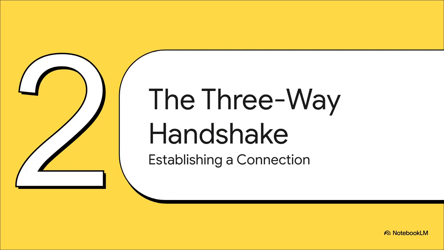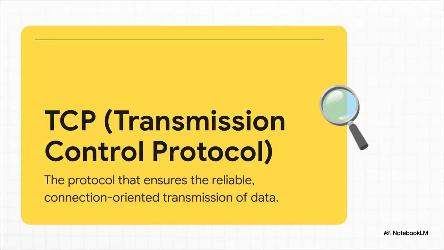Okay, so to really see these layers in action, we need to zoom in on maybe the most important moment of any connection, the very beginning. It all kicks off with this simple, really elegant little dance called the Three-Way Handshake. Now, this handshake is part of something called TCP, or Transmission Control Protocol. And you can think of it like this. If sending data is like sending a letter, TCP is the certified mail service.